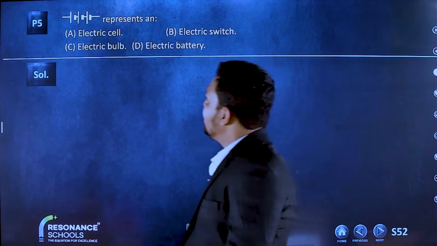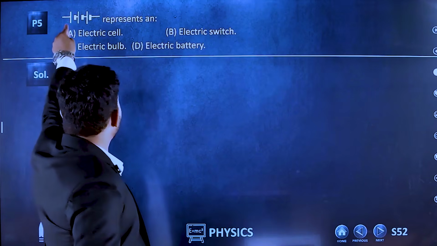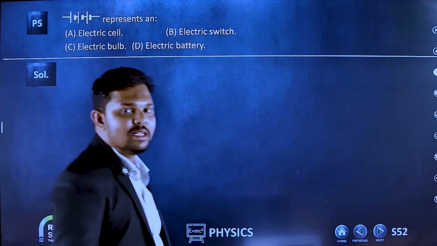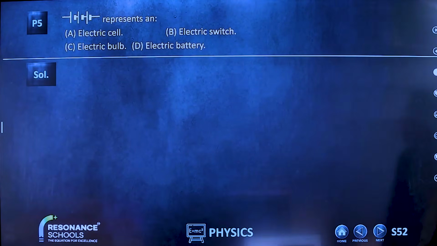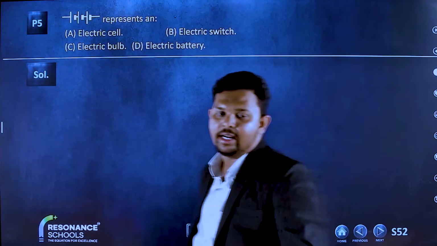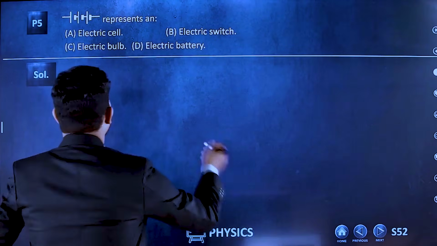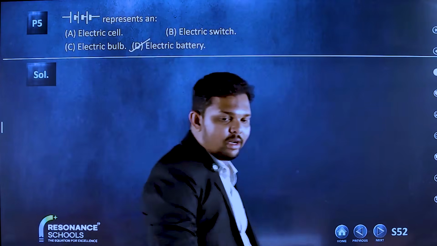So this is one small cell, then this is another small cell, this is another small cell, and you studied in the last class the combination of cells is basically defined as a battery. So which battery is it? Electric battery. So I will go with option number D. I think your answer is also the same.